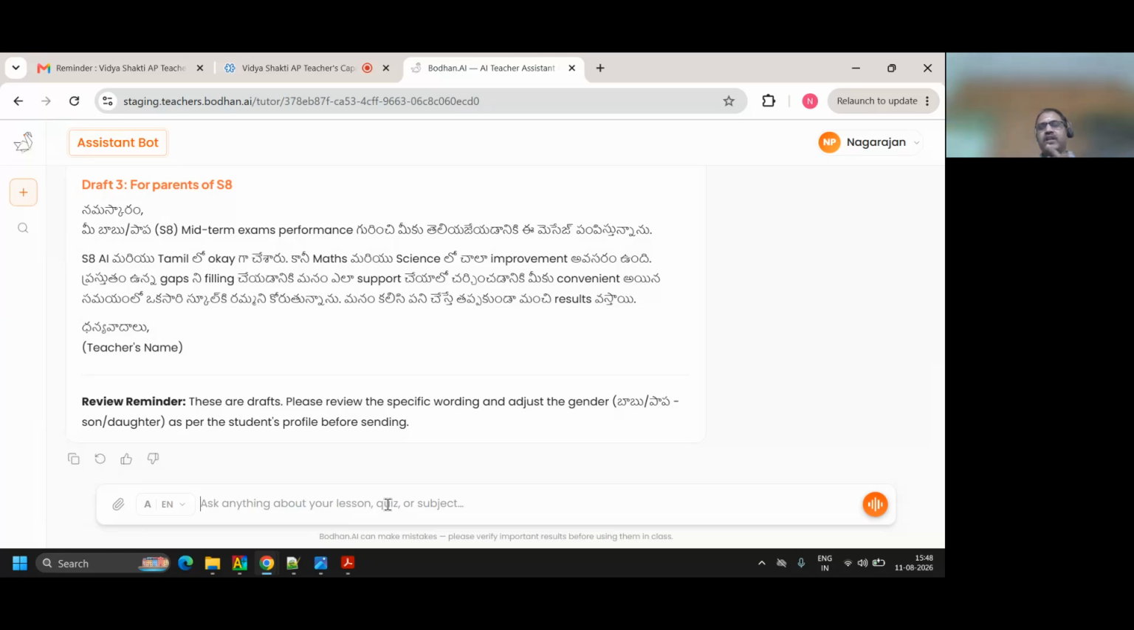Now tell me, in the last 3 tests, who all improved, who all degraded. If the marks are consistently going up, very good. If the marks are continuously coming down, there is a problem. Manually, me doing it will take at least 15-20 minutes, whereas I can feed the data here and let it do. It can also write a letter.